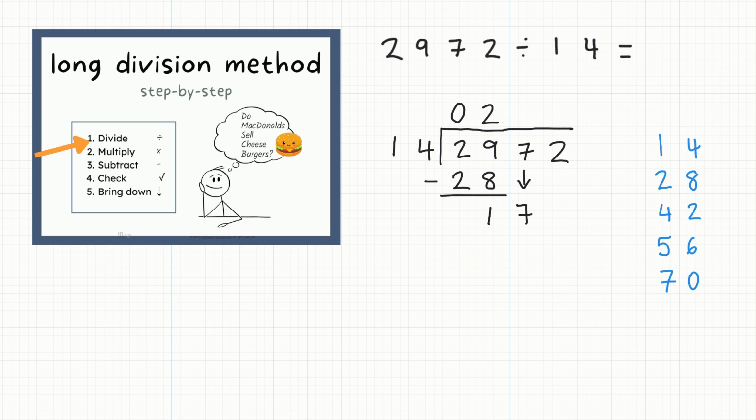At this stage, it can start to look quite confusing with so many numbers in the calculation. But if you think that we've already dealt with these numbers, you can kind of pretend they're not there and just focus on what we're working on, which for this calculation is 17. Can we divide 14 into 17? Yes, we can. 14 goes into 17 once.